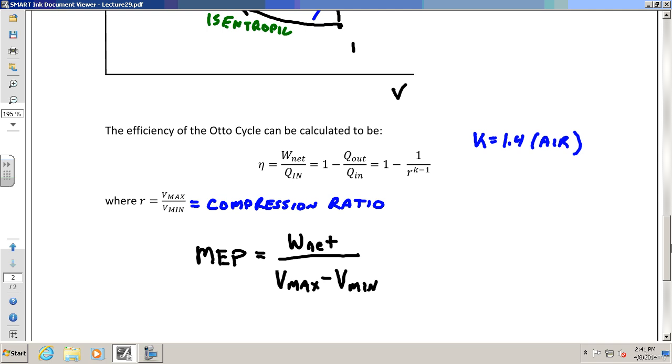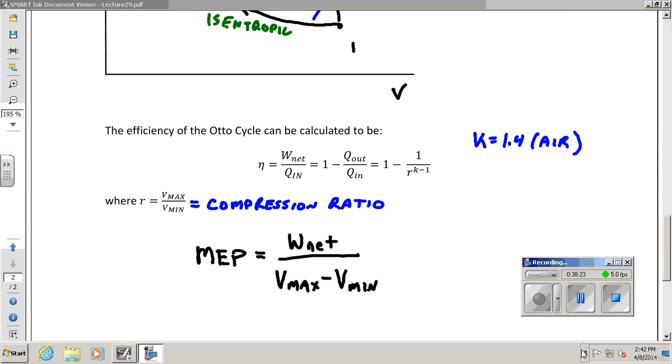It's mean effective pressure. It's basically a measurement of the efficiency of the cylinder, how much work you're getting out divided by the displacement. Obviously, if you have more displacement, you should get more work. But if you divide that out, you're basically getting an idea of its efficiency. It's just another measure. Okay?